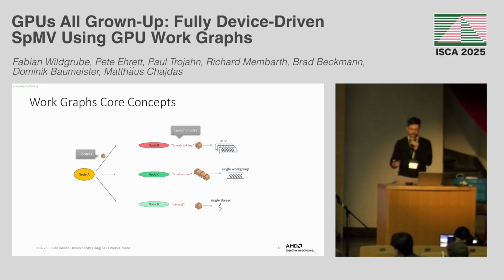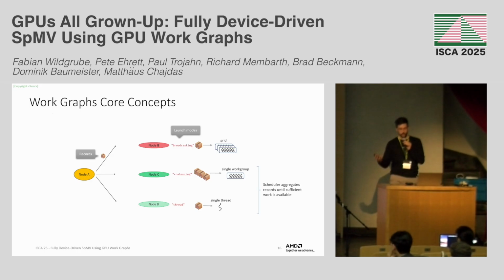And thread mode basically gives us a constrained version of this where we say a single record can be consumed by a single thread in isolation. So we don't have any constraints on how we group these threads. And here we have a lot of freedom in terms of scheduling under the hood because, of course, we want to aggregate these records before we actually launch these threads because we still need to utilize SIMD hardware well. So we can't just launch individual threads.